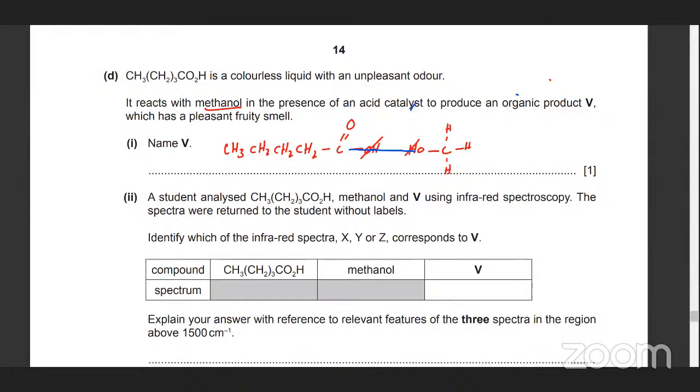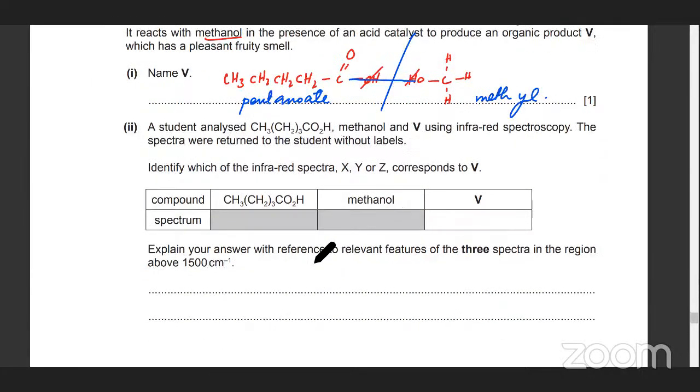Okay, so this is going to be named in 2 parts. This side is meth. This has 5 carbon atoms, that's pent. And this side is yl. Okay, the alcohol side is yl. And then he's talking about infrared spectroscopy, I think. So he's saying a student analyzed pentanoic acid, methanol, and methyl pentanoate using infrared spectroscopy. The spectra are returned to the student without labels.